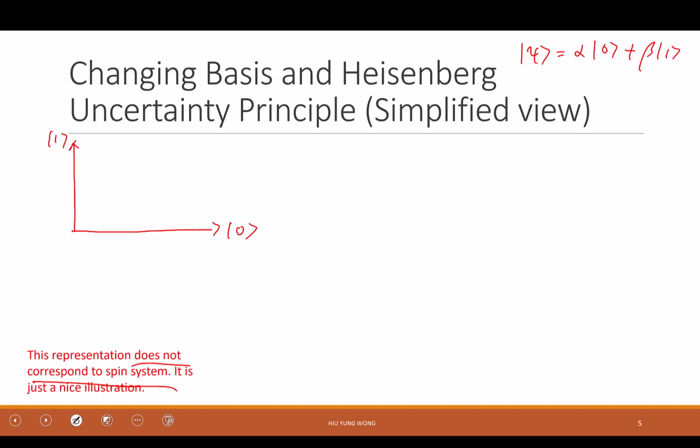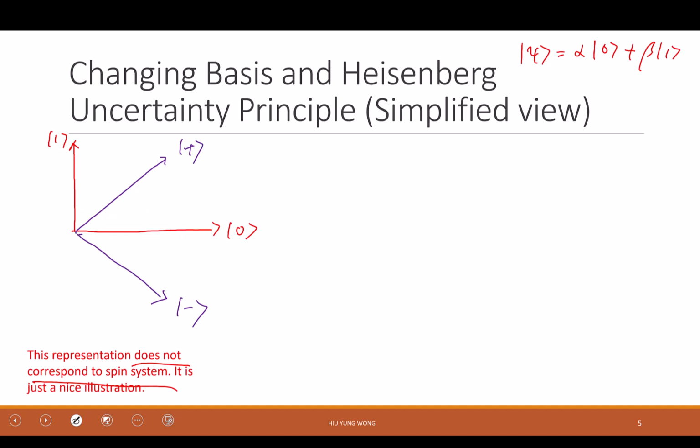Okay, so now I have a system. I have 0 and 1. And you do see that 0 and 1 are orthogonal, right? In this 2D space. I can have another system, another basis. I call this plus and this minus. This is just a name, but it has some meaning.